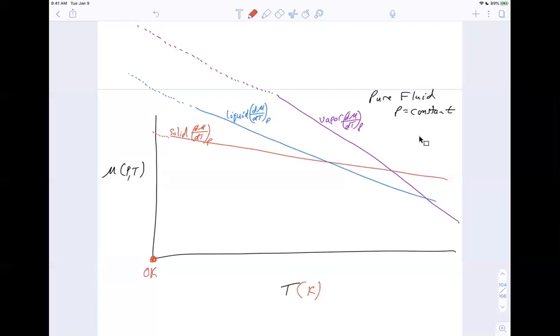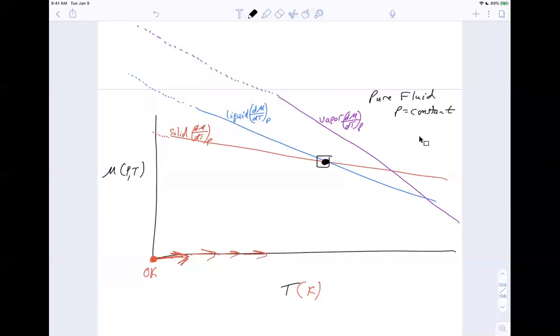And then something happens. We can start anywhere. We can start at 0 Kelvin and start moving in this direction. We increase the temperature. At low temperatures, starting at 0 Kelvin, we see that the lowest chemical potential, i.e. the lowest G, is for the solid. And so what we have is solid. Okay. So now we keep going. We keep increasing the temperature. And what happens is this red line intersects the blue line. Well, we have an intersection here.